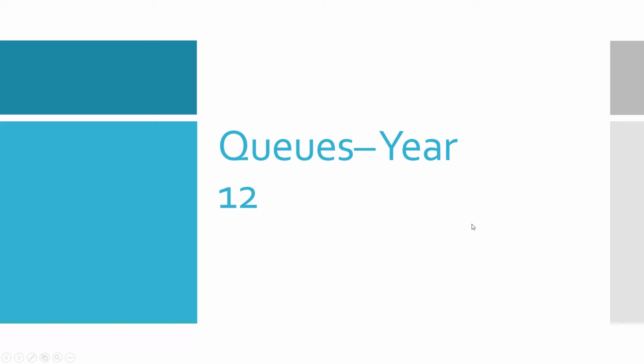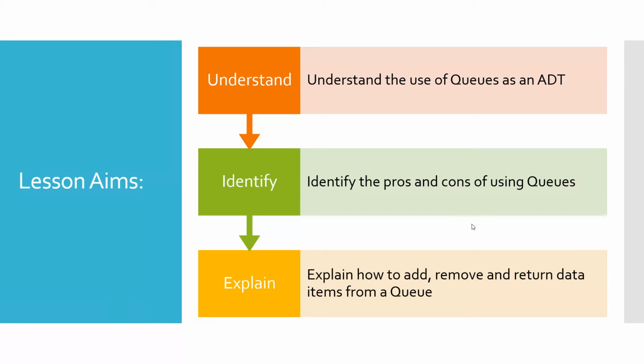Looking at queues today. There's a few different dynamics to queues. We have normal queues, priority queues, and circular queues. So we're mostly going to be looking at queues and priority queues today, and then you'll be looking at circular queues next week.